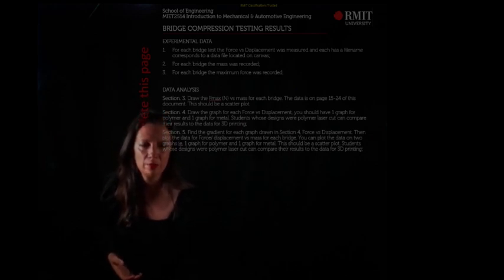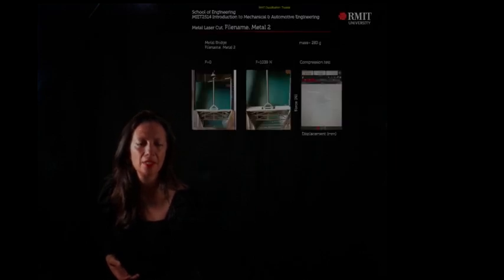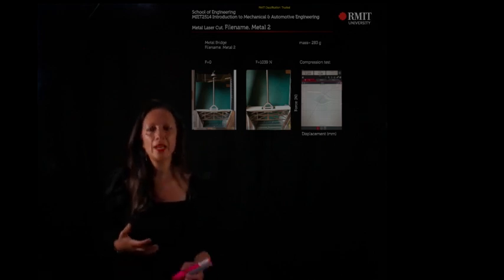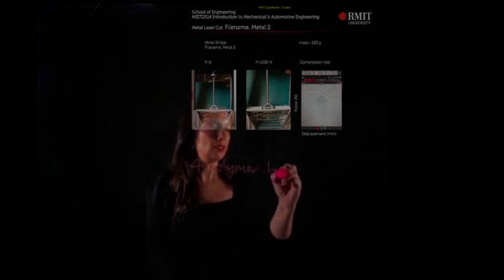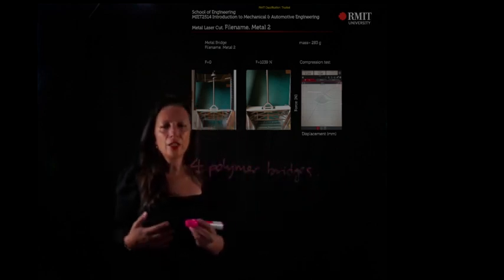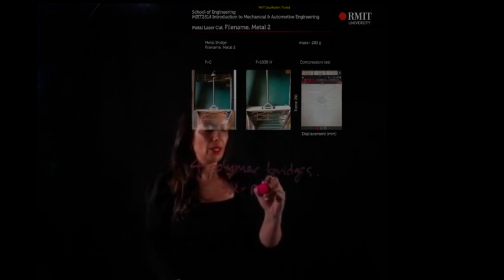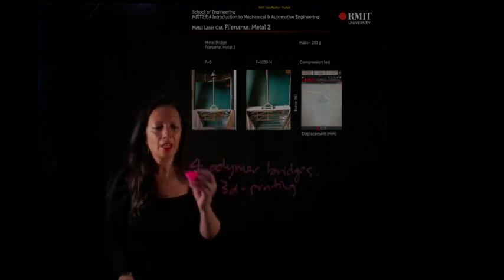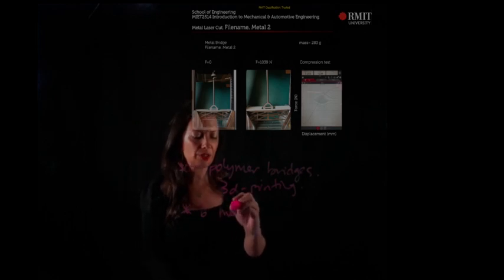At the end of your presentation slide, you should be able to see this data. So basically what we have is 4 polymer bridges, and we only had the opportunity to build the 3D printed bridges. So if you actually did polymer laser cutting, I would use this data. And then we have 6 metal bridges.